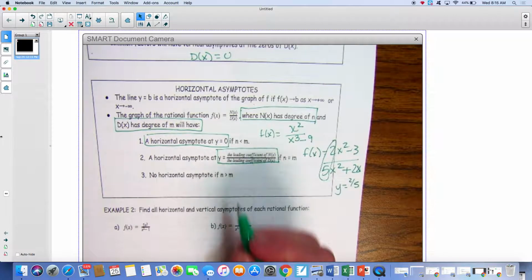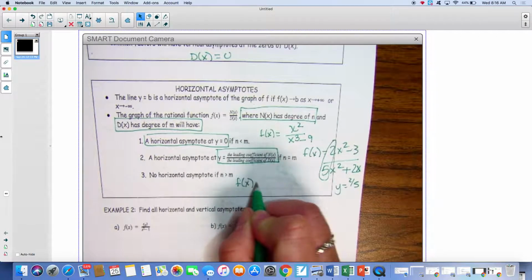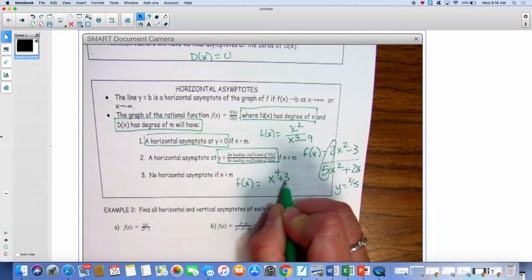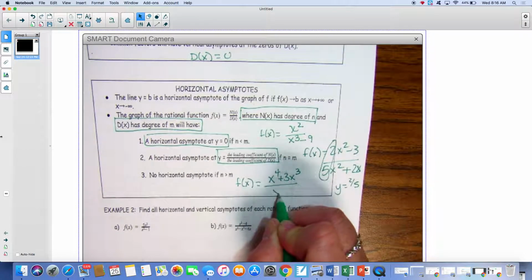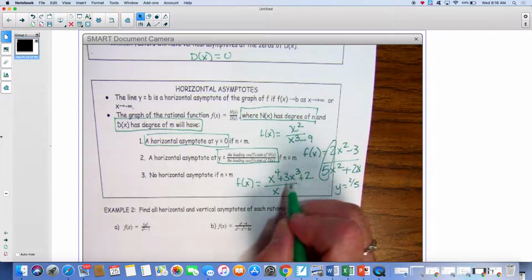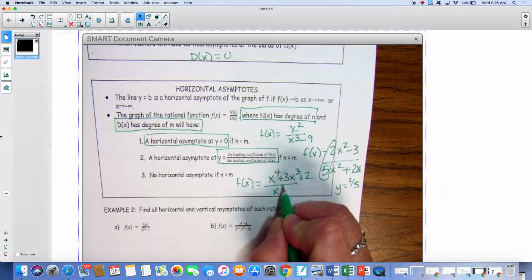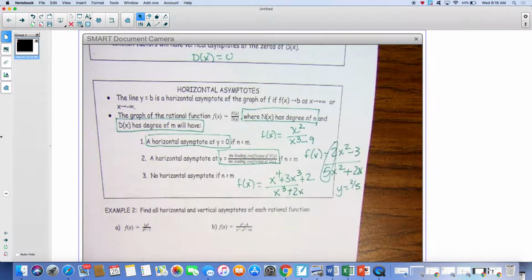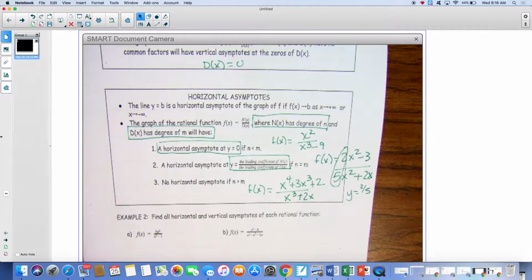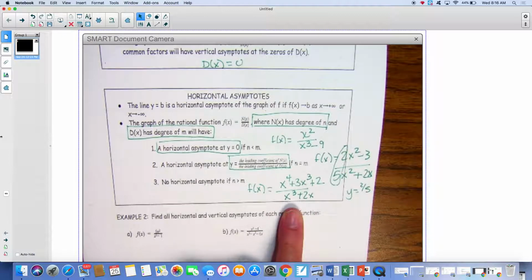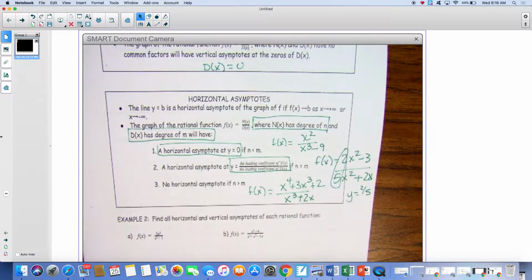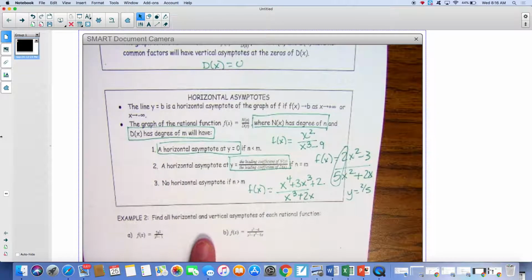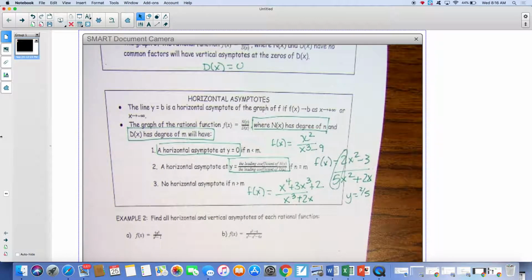And then there's no horizontal asymptote if the degree of the numerator is bigger. There's none. We're going to talk about what type of asymptote is here in just a minute. So example 2, we want to find all horizontal and vertical asymptotes.